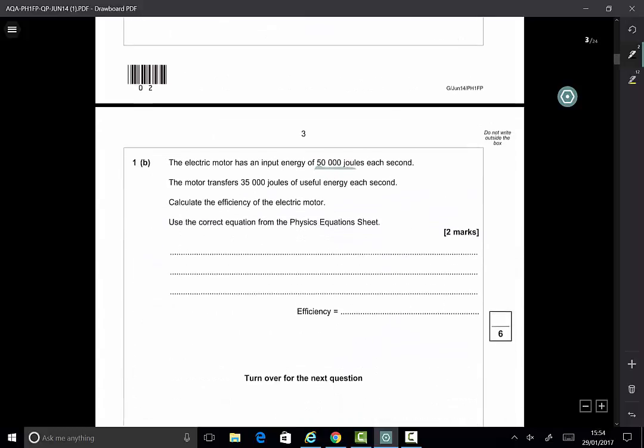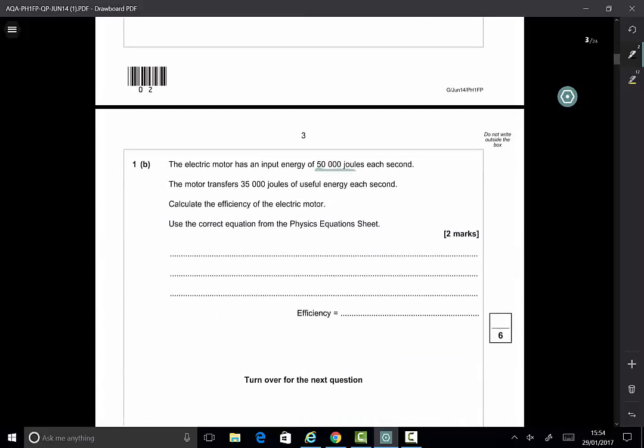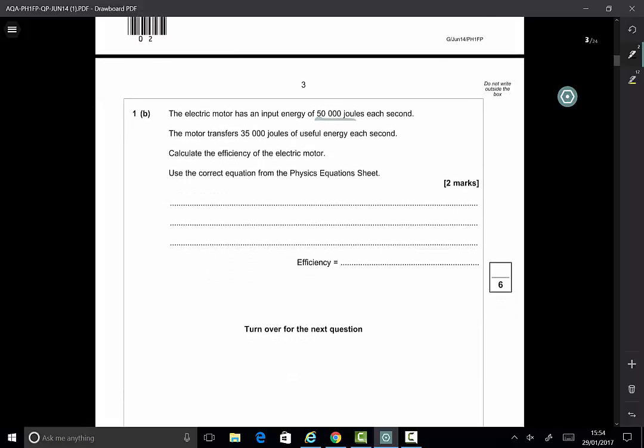Okay, we've then got a calculation question. The electric motor has an input energy of 50,000 joules. So that's our first key piece of information, per second. And the motor transfers 35,000 joules of useful electrical energy per second. Okay, units are the same in each time, so we don't need to worry about converting anything. Calculate the efficiency of the electric motor. Use the correct equation from the physics equation sheet.